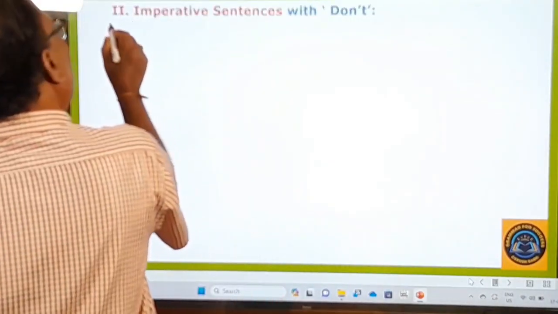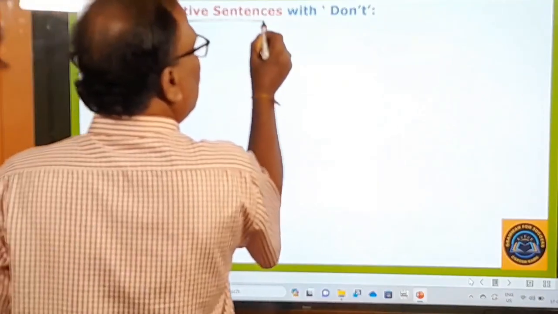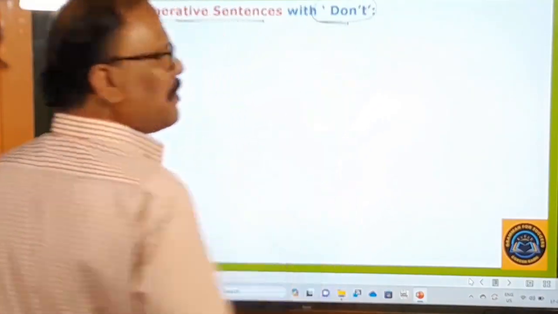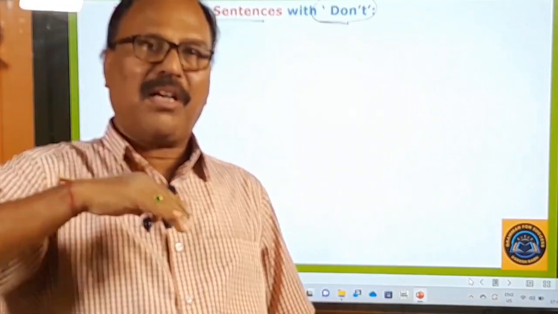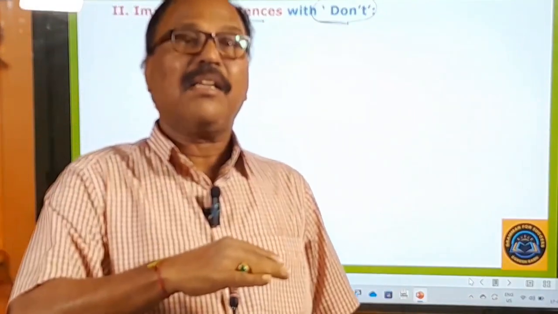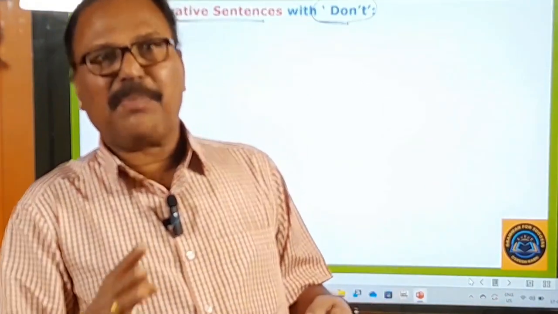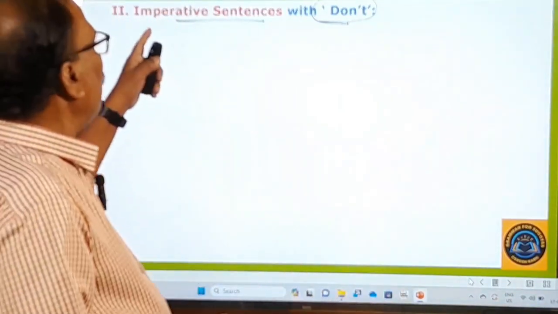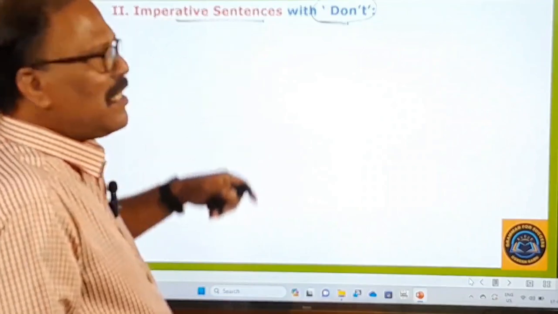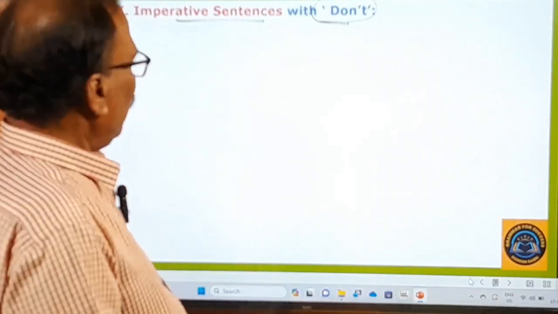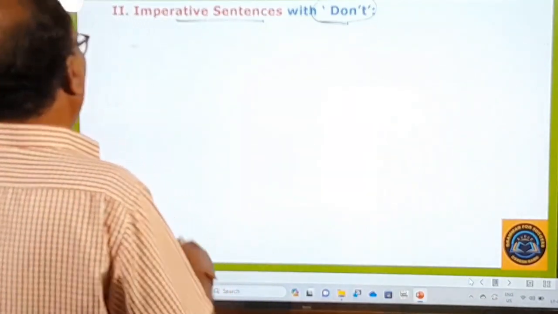And the second rule is there: imperative sentences that begin with don't. Just now you have learned how to change the imperative sentences beginning with a base form into indirect speech. And now here you are going to learn how to change the imperative sentences that begin with don't. Right, okay. So what should we do?